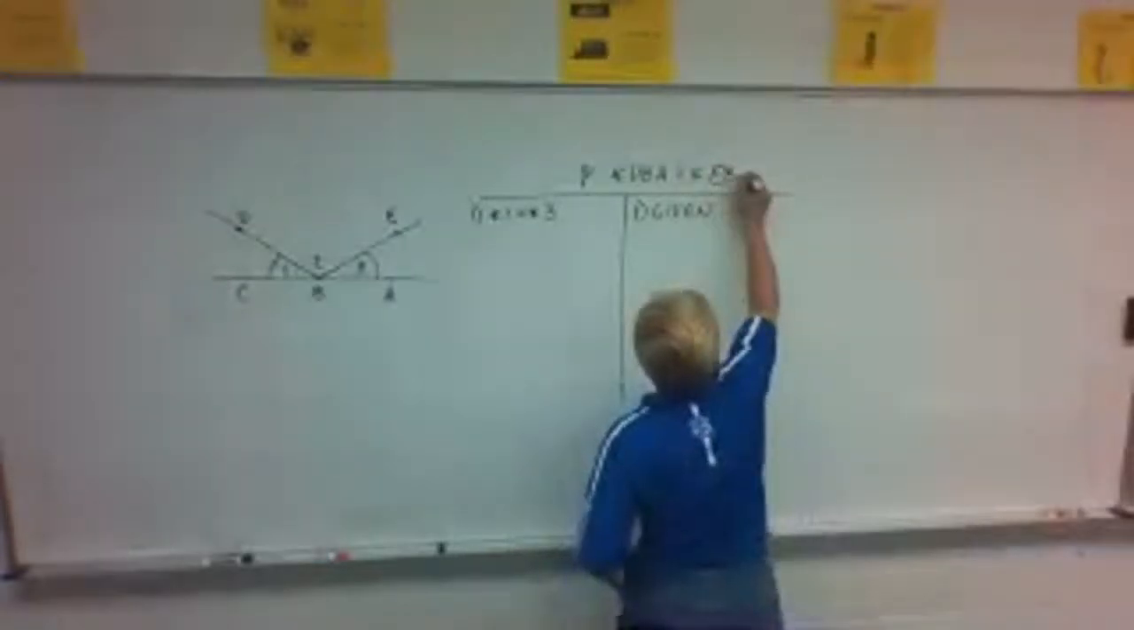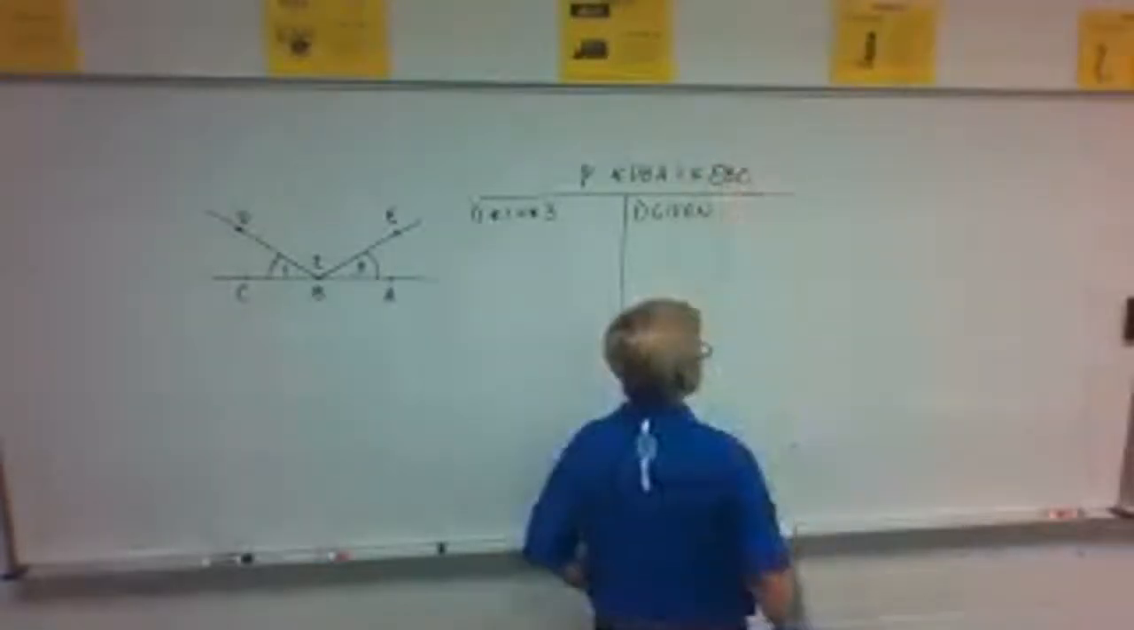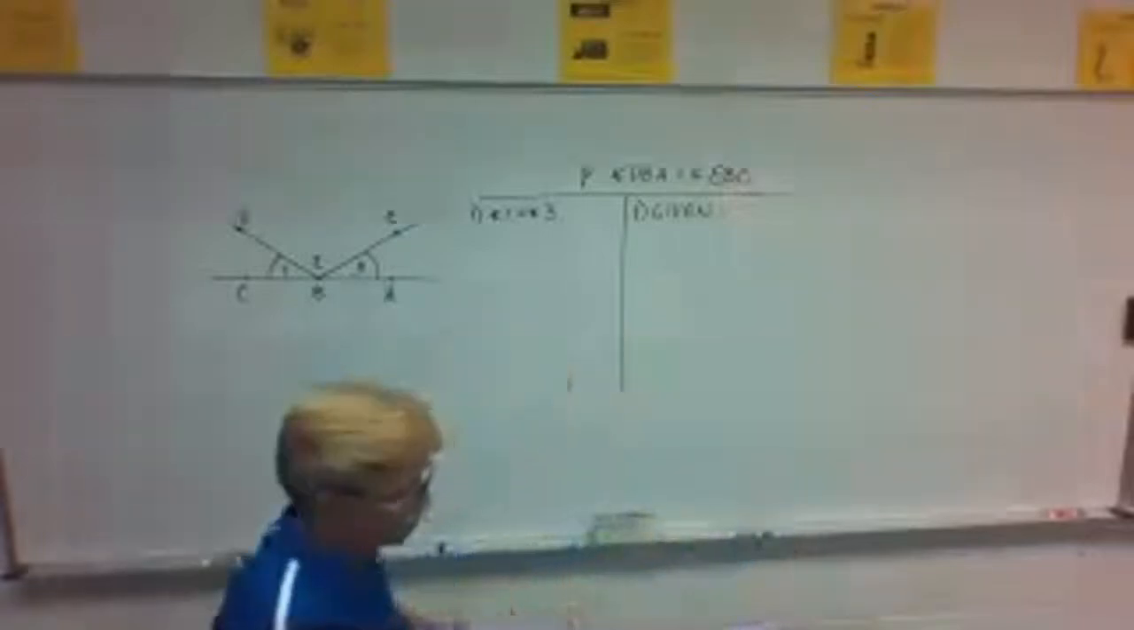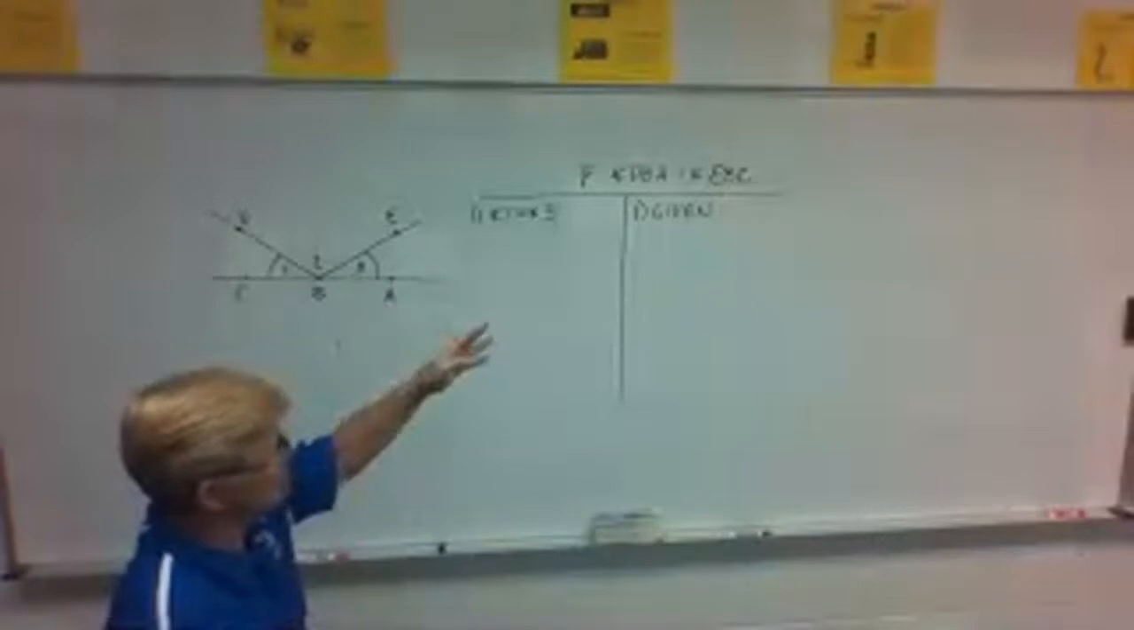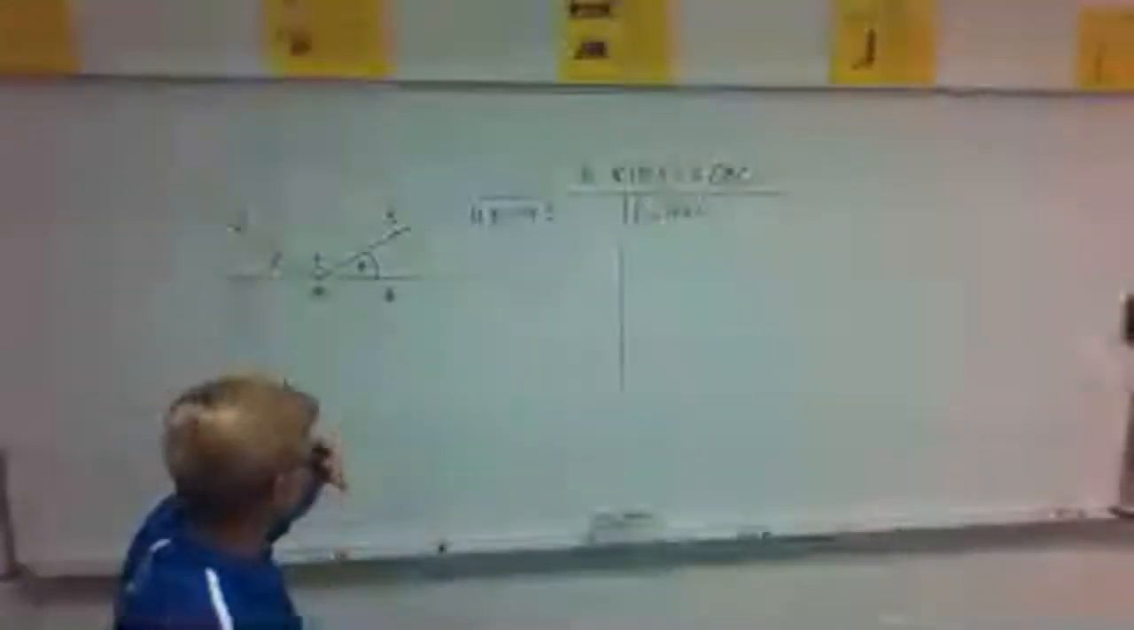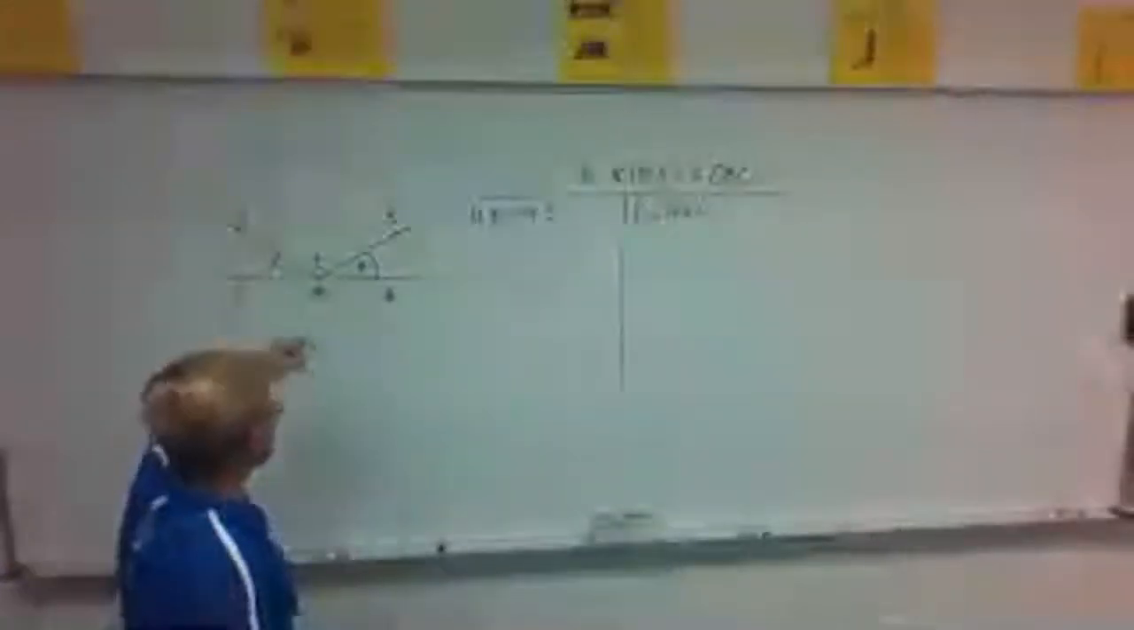Angle EBC. Notice that they have little m's in front of that. It means the measure of. We will just leave those off. You can just read right over the top of those. We're trying to prove that angle DBA is the same size as angle EBC.